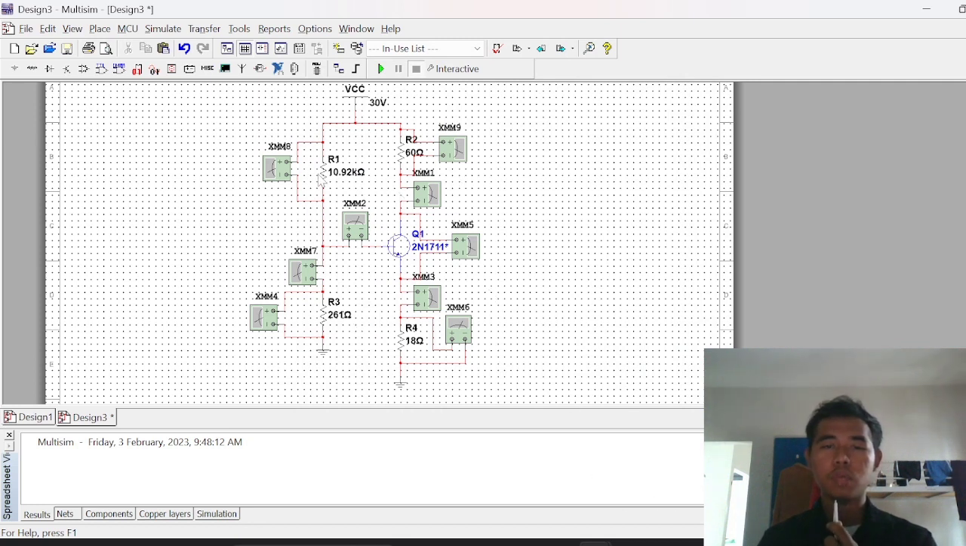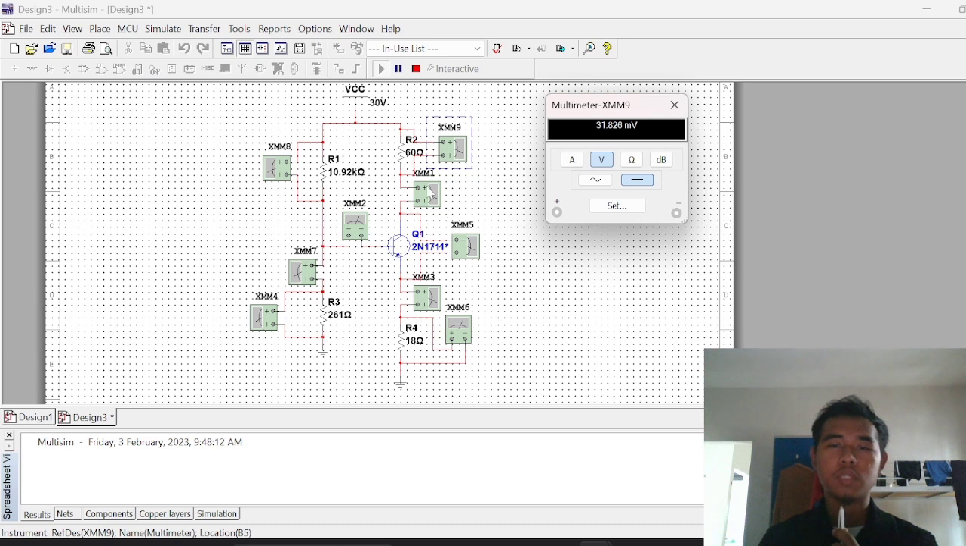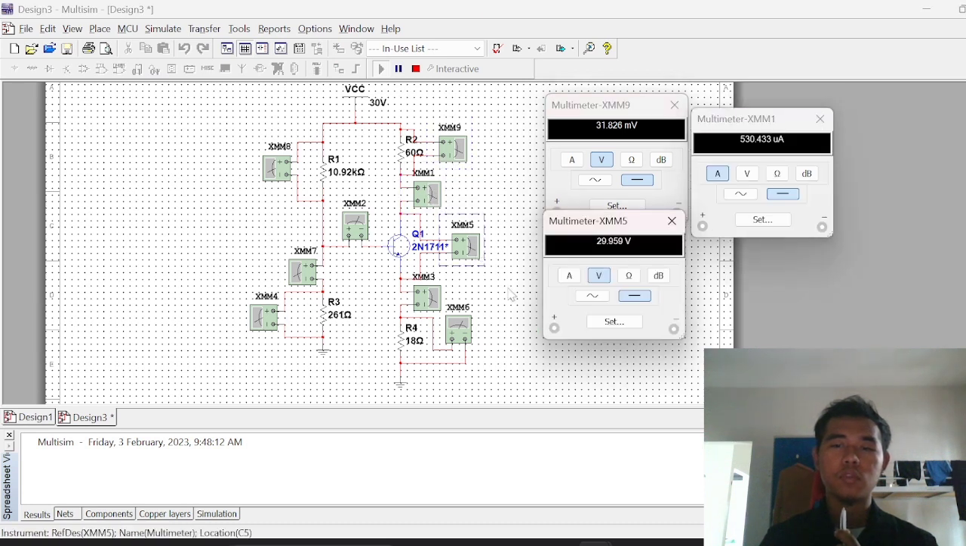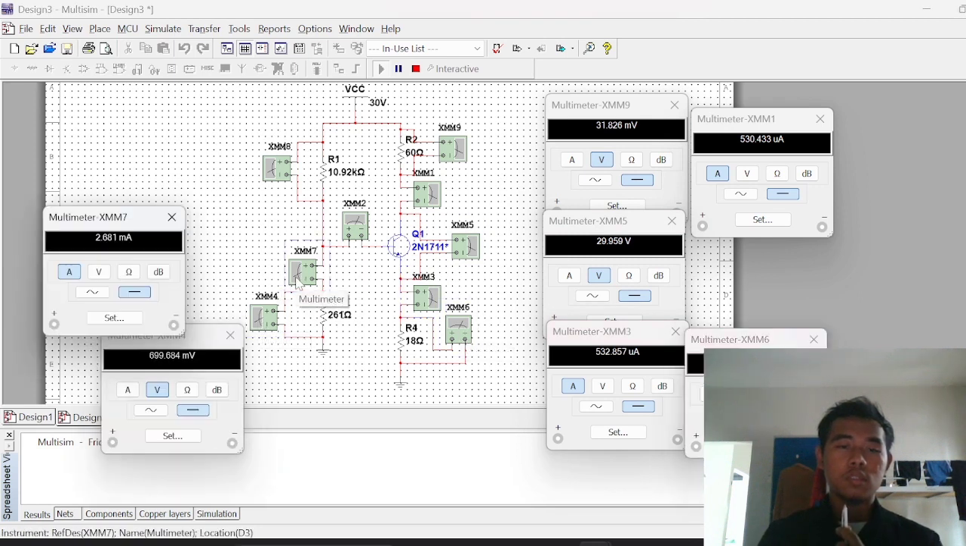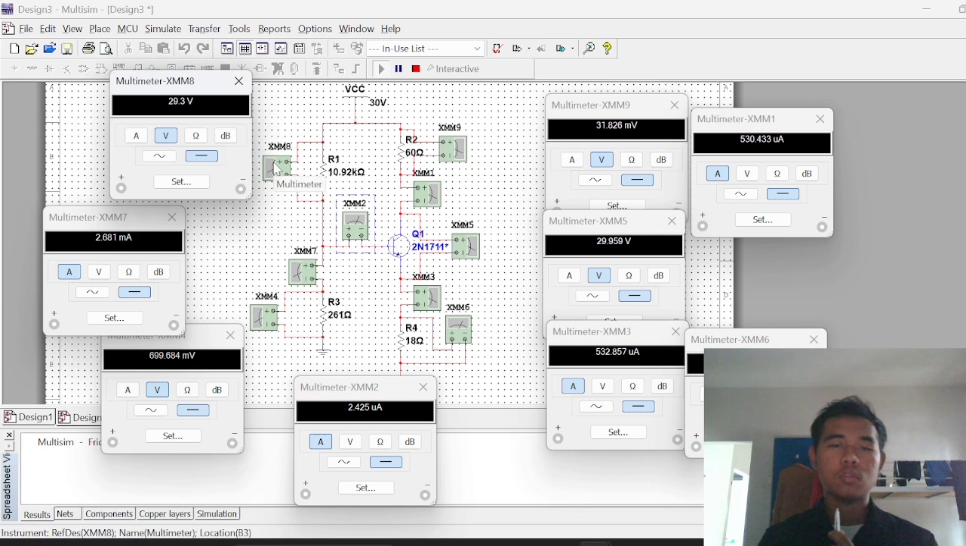The resistors that we got are 10.92 kilo ohm for the R1, 261 ohm for the R2, 60 ohm for the RC, and 18 ohm for the RE. After that we just run the simulation. After we run the simulation, we get the values for the voltage and ampere that we want to find. This is all the values that we have got.